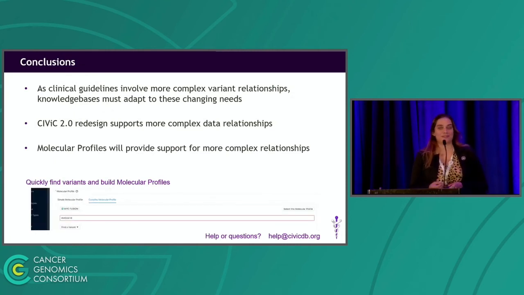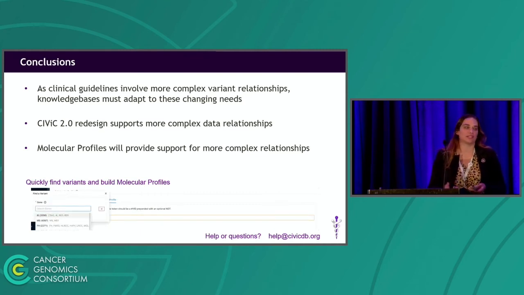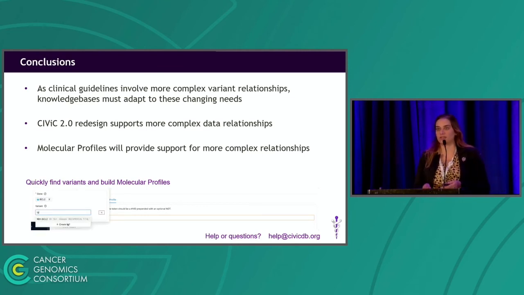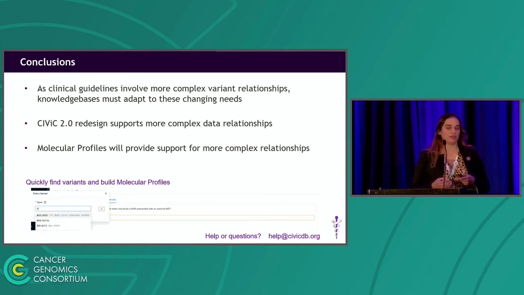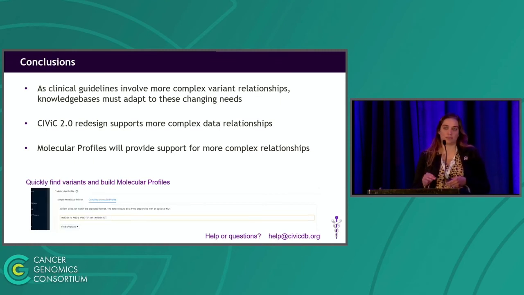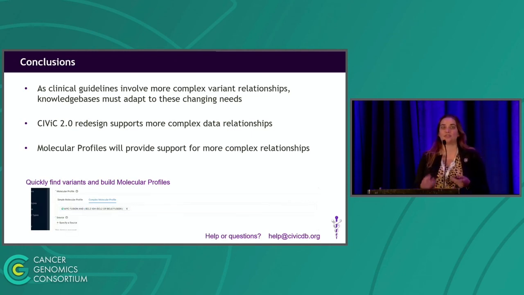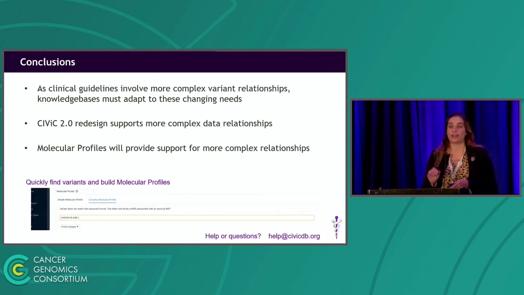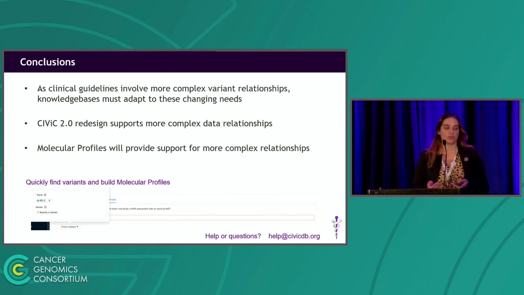So in summary, and I'm talking very fast, but as clinical guidelines involve these more complex relationships, we really need knowledge bases to keep up. It can't just be thinking about one variant in a single instance. So CIVIC 2.0 really redesigned how we put this data model together to allow for these more complex relationships. And molecular profiles are going to provide support for these more complex relationships, but also make them easy to find and navigate within the user interface. And at the bottom here, we've got a quick GIF that is just showing how easy it is to find variants and then create these relationships within the user interface.